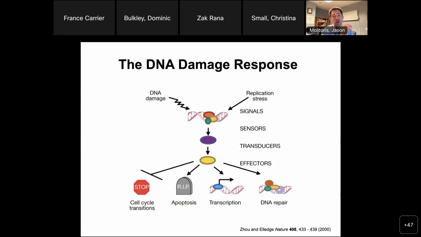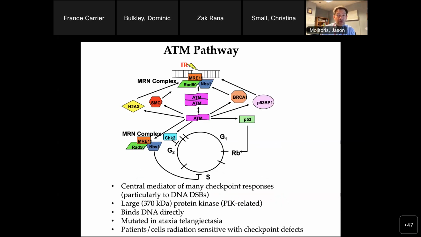So you can have changes in the DNA damage response, and impact on all of these aspects at the bottom. When we do DNA damage, obviously that has sensors at the top level, transducers, and then effectors that will block cell cycle transitions, induce apoptosis, and can change transcription and DNA repair. All things that we need to have a good appreciation for.